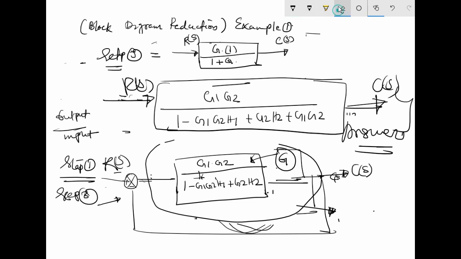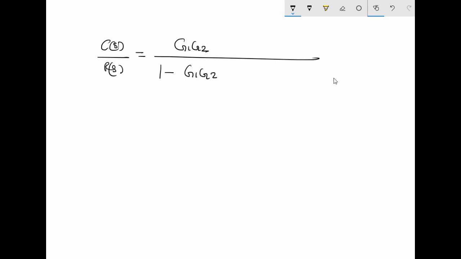So again, writing it in very specific terms, my CS divided by RS is equal to G1 G2 divided by 1 minus G1 G2 H1 plus G2 H2 plus G1 G2.